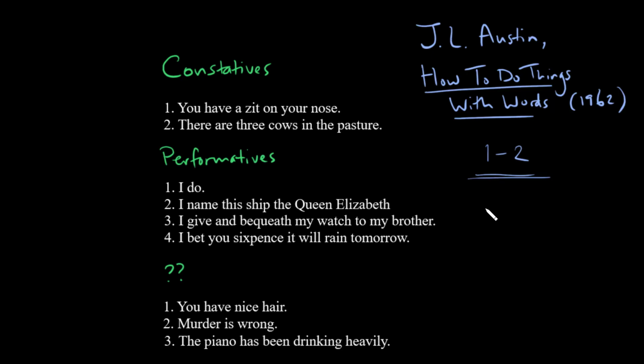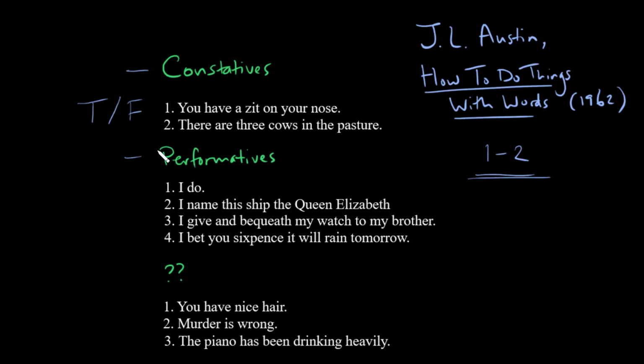but again, some of the ideas that we're going to spell out here are going to be revised later on. So one of the first things that Austin talks about is the difference between what he calls constatives and performatives. A constative is simply a statement that describes something. So if I say you have a zit on your nose, or there are 3 cows in the pasture, I'm just describing something, right?